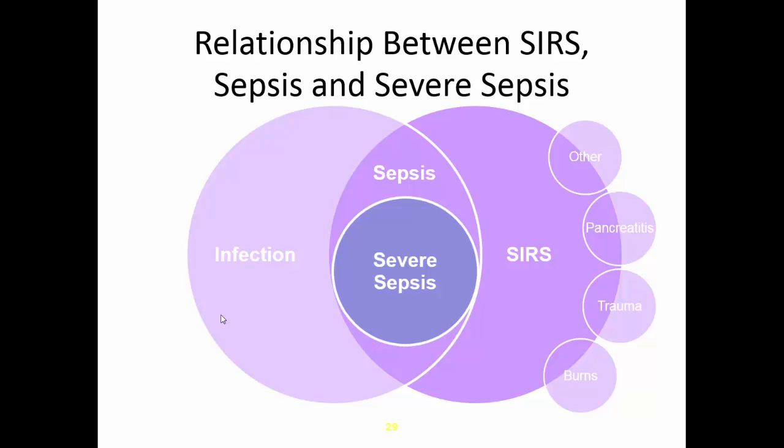So SIRS is the part we're talking about, at least, has to do with infection related conditions. You can have SIRS or meet SIRS criteria if you have pancreatitis or post-trauma or with significant burns. So you don't have to be infected if you're SIRS positive, but that's really what we're dealing with in today's lecture.